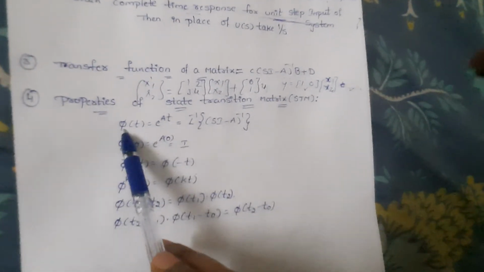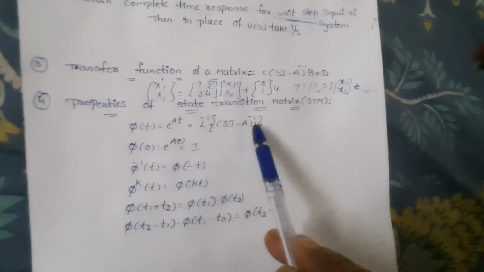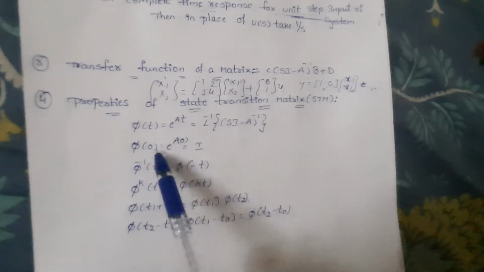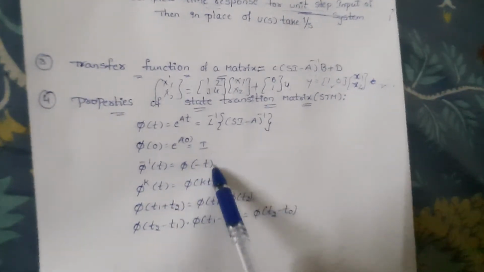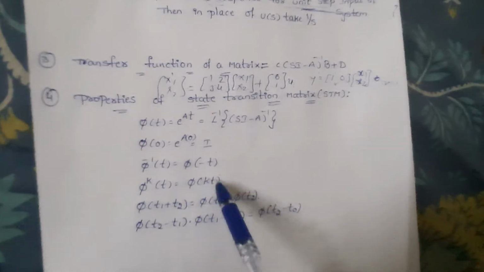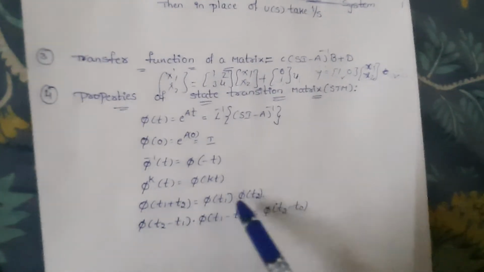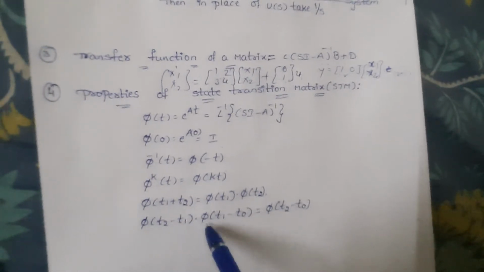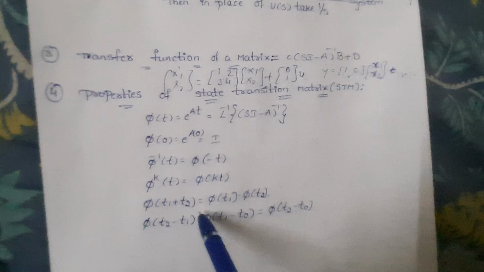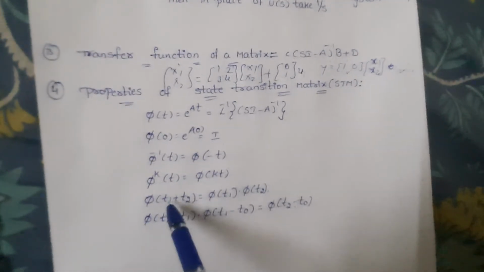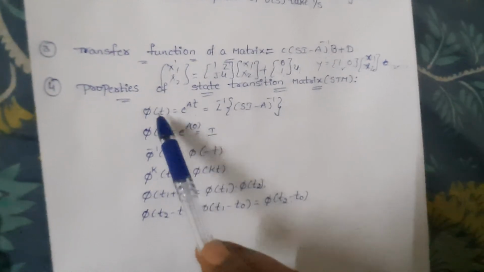So a state transition matrix is given by phi(t) equals e^(At), which equals L inverse of (sI - A)^-1. Phi(0) is e^(A*0), which is I. Phi inverse of t is phi(-t). Phi^k(t) is phi(kt), and phi(t1 + t2) equals phi(t1) into phi(t2), and phi(t2 - t1) into phi(t1 - t0) equals phi(t2 - t0). If you are asked to prove this, then you simply substitute in place of t.